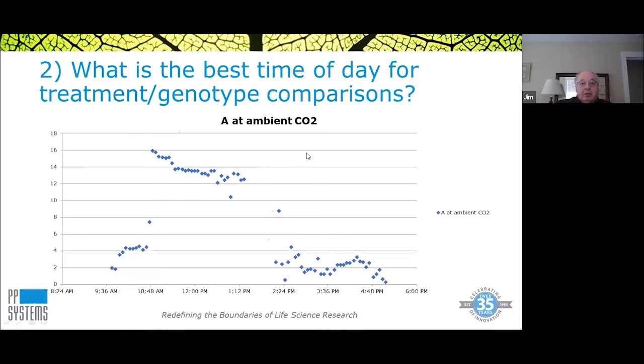Another one is looking at the question of what's the best time of day for treatment or genotype comparisons. And here's just an example for this. Again, sort of similar, with clouds going away and the light popping up. And this is photosynthetic rate of a leaf measured at ambient CO2. You can see it starts, pops right up, and then it slowly decreases over time.